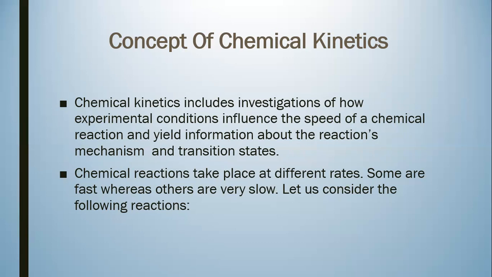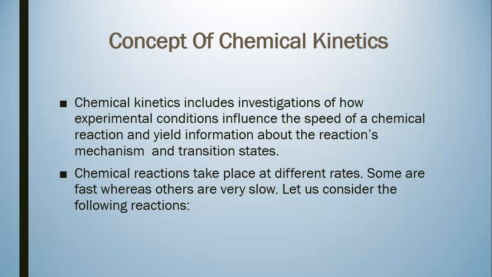Now, the study of chemical kinetics basically includes investigations on how the experimental conditions influence the speed of chemical reactions and yield information about the reaction mechanisms and the transition states. So that's what happens in chemical kinetics. It deals with investigations of how these various conditions can influence the speed of chemical reactions and the information about the reaction mechanisms and their states.